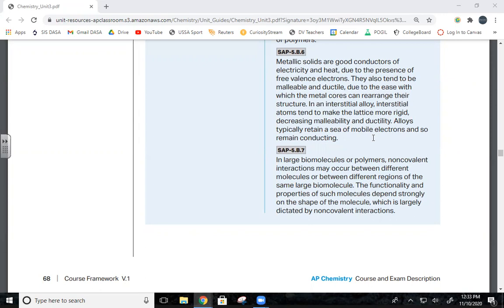Okay. Last topic, okay? Biomolecules or polymers: non-covalent interactions may occur between different molecules or between different regions of the same large biomolecule. The functionality and properties of such molecules depend strongly on the shape of the molecule, which is largely dictated by non-covalent interactions. I don't want to worry about this too much. This is getting into organic chemistry, which we'll get to much later in the year, if we get to it at all.